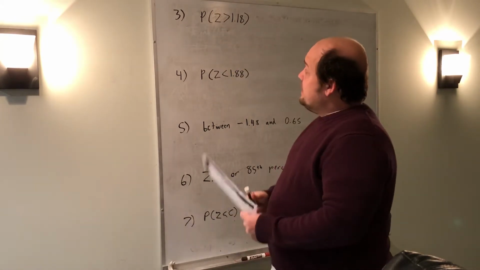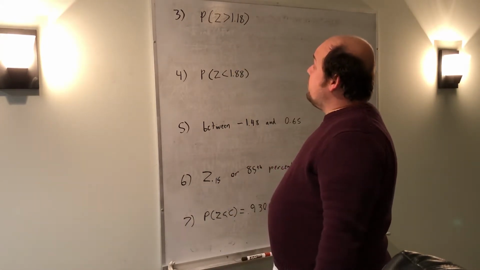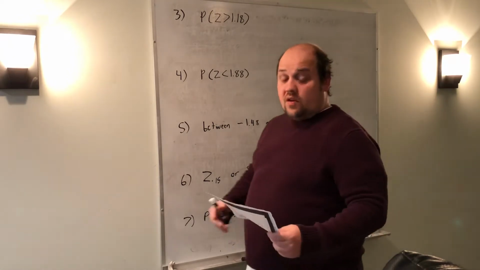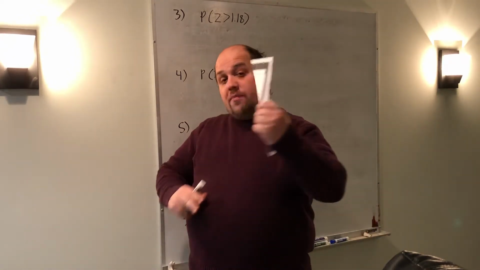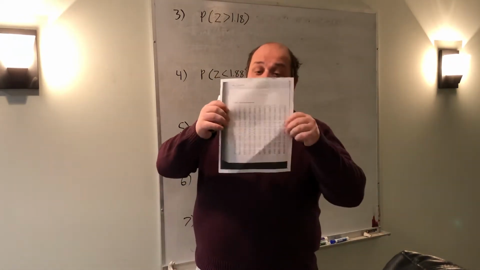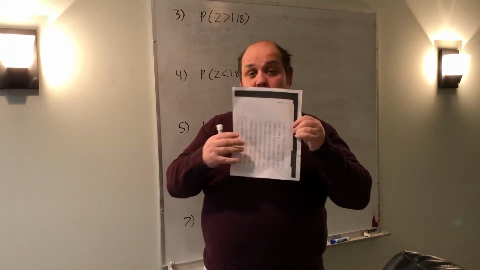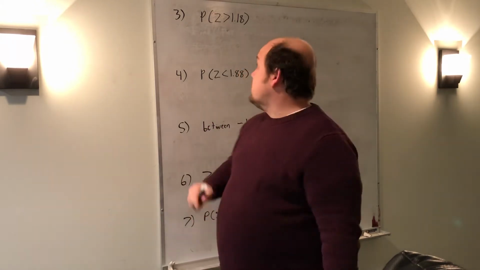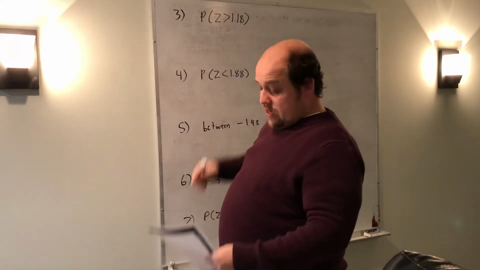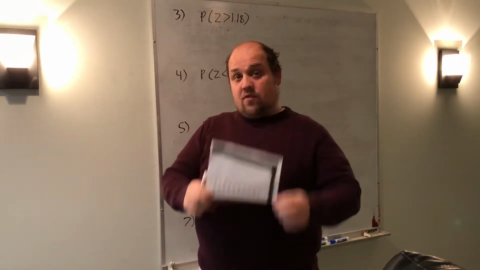Question 3 on the sample test asks, what's the probability that z is greater than 1.18? First thing I need to do, make sure I'm on the right side of the table. The side with the graph at the top is negative z-scores. The side without the graph is positive z-scores. Since this is a positive 1.18, I'm on the side without the graph.